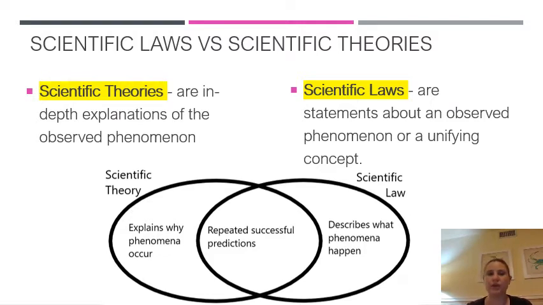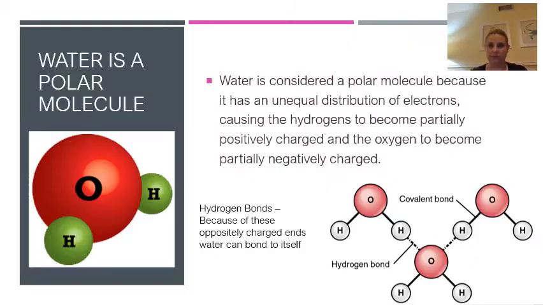Okay? So if you think about the scientific theory, the word theory has an E in it. If you can remember, a theory is an explanation because it's a detailed, in-depth explanation. Scientific law is just what is happening.